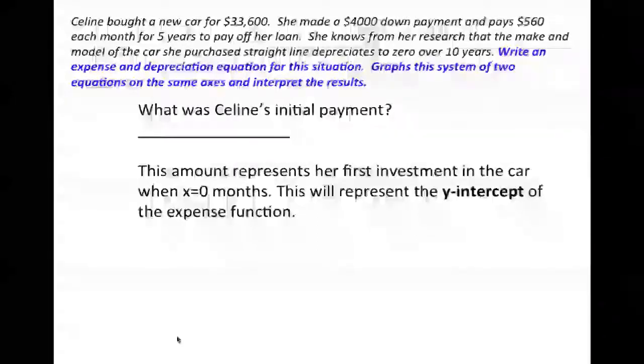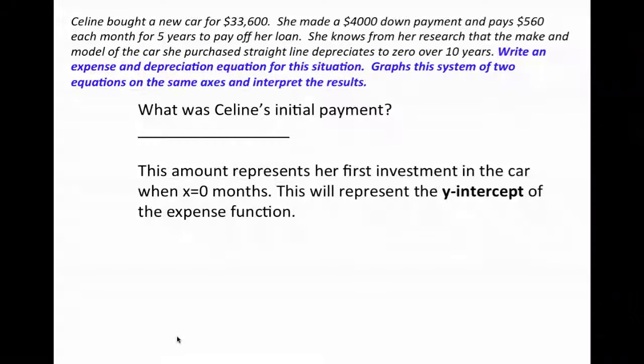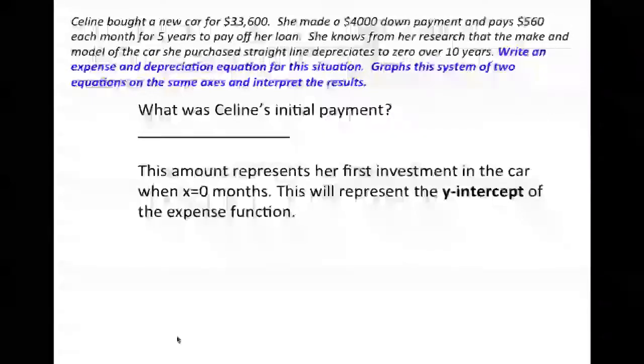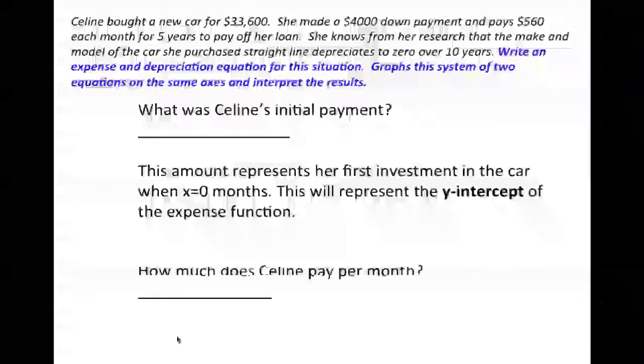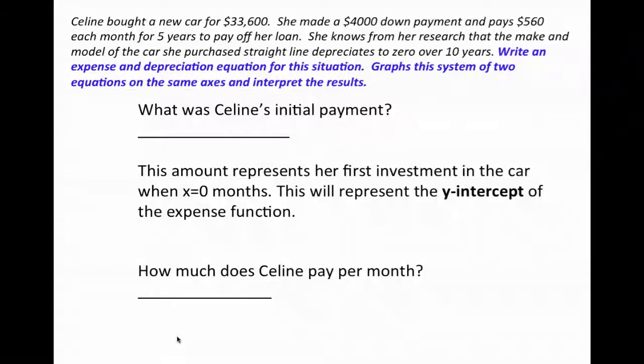What was Celine's initial payment? Go back and take a look. Well, certainly Celine didn't pay $33,600 for the car. That's what the car cost. But she did make a payment. So this amount represents her first investment in the car when x is 0 months. Write that down. Put down what you think that answer is. How much does Celine pay per month? Well, that's easy. That's in there. Go find it. Write it down. You should have gotten her initial payment was $4,000. That's the down payment. And she pays $560 a month.